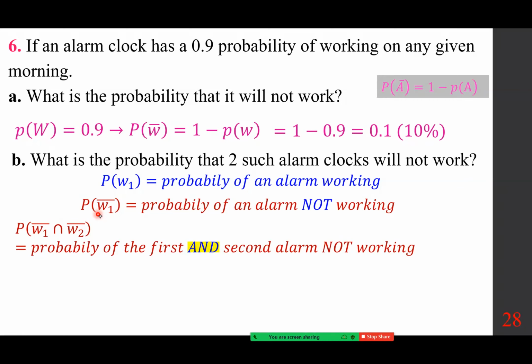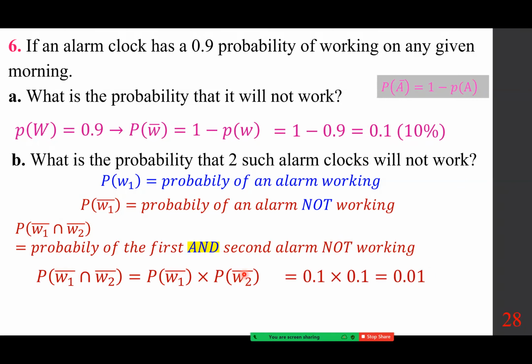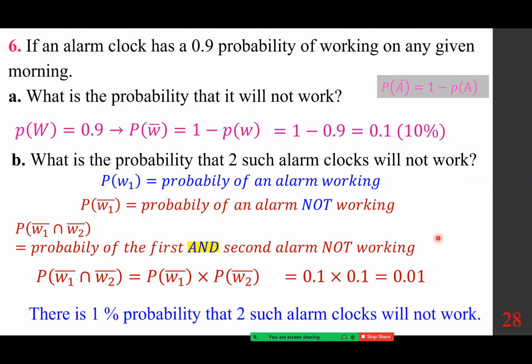Basically we are assuming independence. So we are looking at the probability of the first one and the second one not working. And they are independent events. We simply multiply the two. Each one has a 10% or 0.1 probability of not working. So this is 0.1, so is this one, and their product becomes 0.01. So as bad as this 10% is that one won't work, if we have 2 of them, there is a 1% probability that 2 such alarm clocks will not work. Both of them will fail. That's the idea.